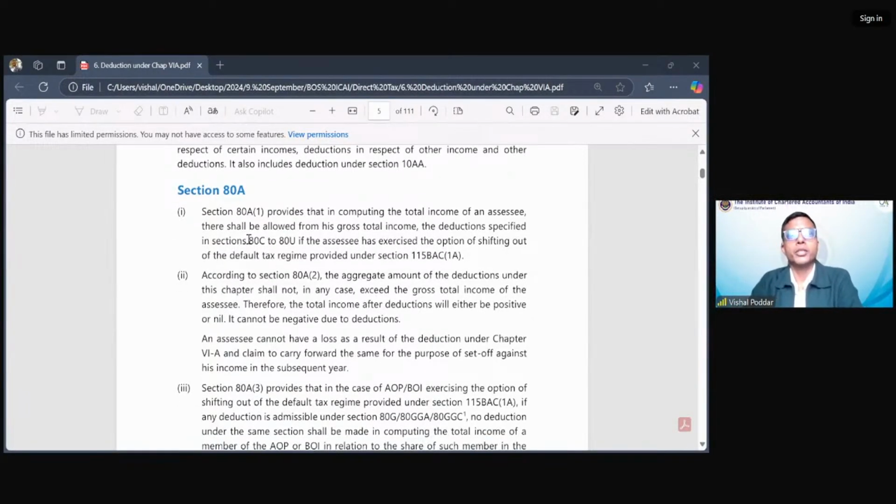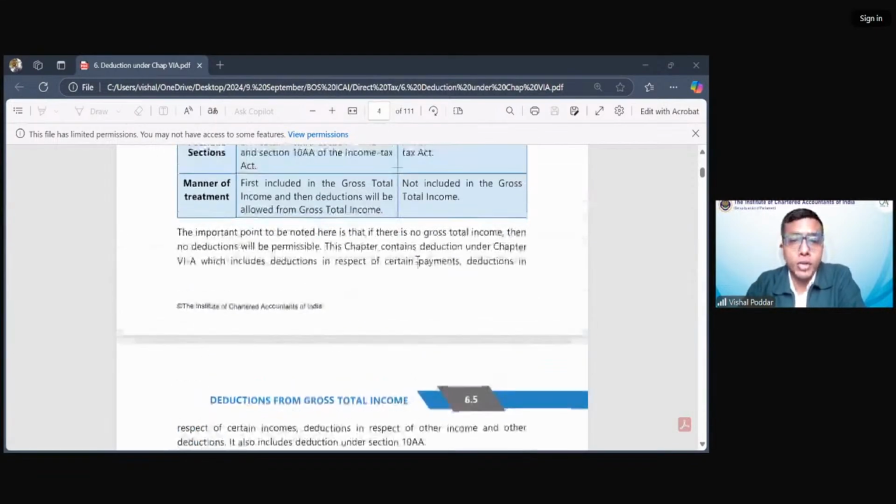Now, what are the conditions? 80A(1) says that Section 80A provides that in computing total income of the assessee, there shall be allowed deduction from his gross total income starting from 80C to 80U. So simply it says that when you are computing your income, we will allow you these deductions. However, what is the main condition? If the assessee has exercised the option of opting out of the default regime. In other words, these deductions are not allowed under the new regime.